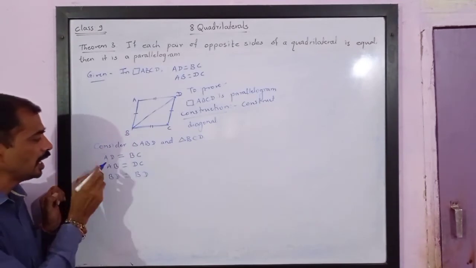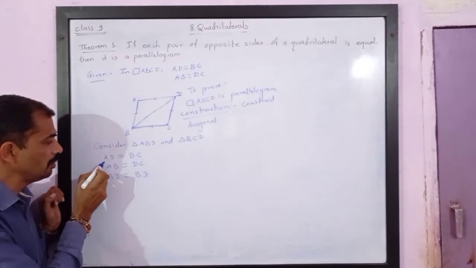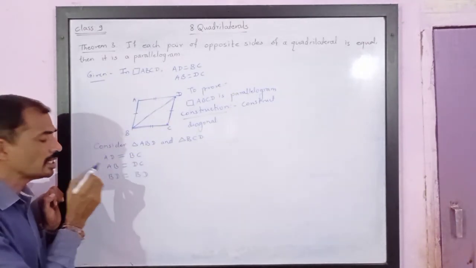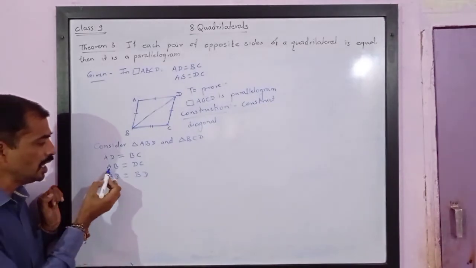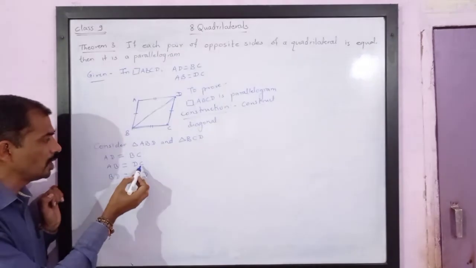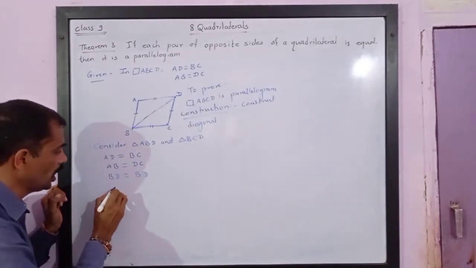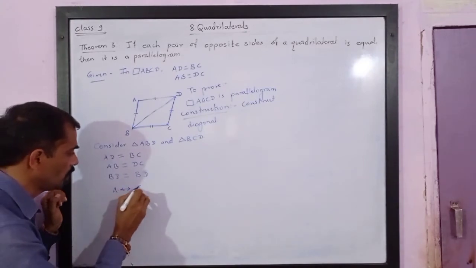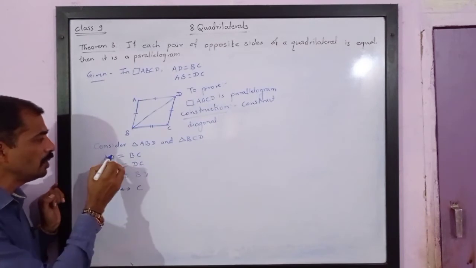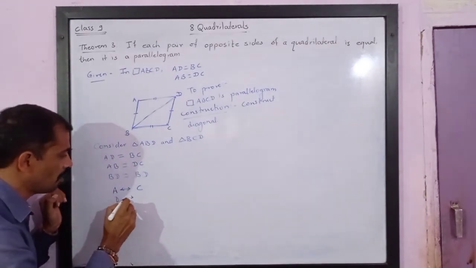So please watch. AD congruent to BC and AB congruent to DC. It means vertex A must correspond to either this or this. Now look at the second congruency. Here AB is congruent to DC. It means A must correspond to C. So A corresponds to C. Now, if A corresponds to C, then D corresponds to B.